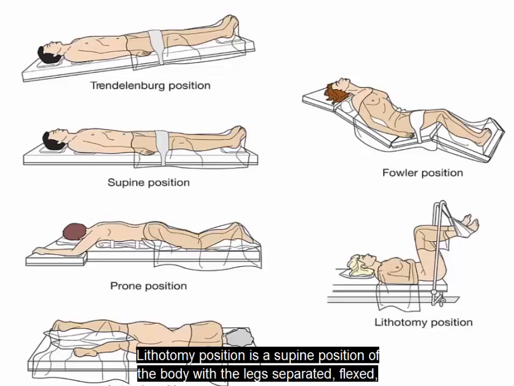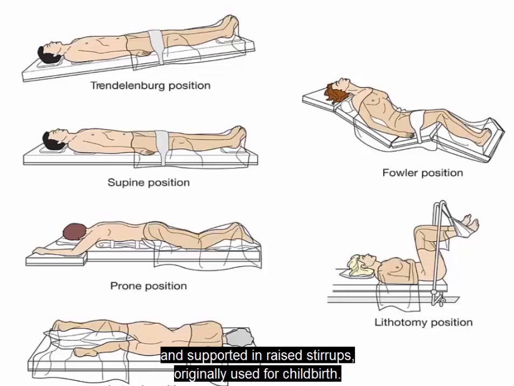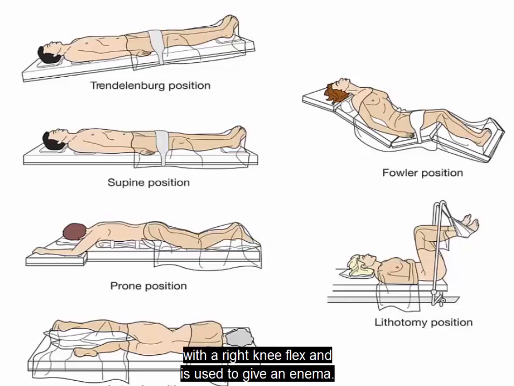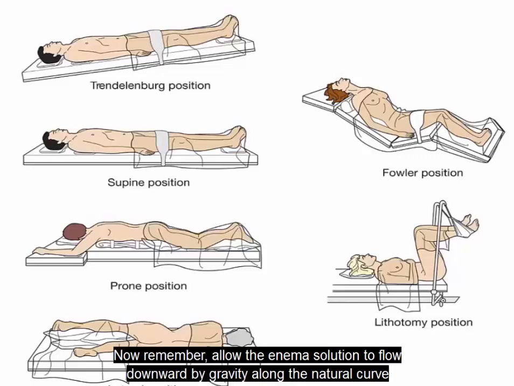Lithotomy position is a supine position of the body with the legs separated, flexed, and supported in raised stirrups, originally used for childbirth. A Sims position is the left side lying position with the right knee flexed and is used to give an enema. Now remember, allow the enema solution to flow downward by gravity along the natural curve of the sigmoid colon and rectum, and that would improve retention of the solution.